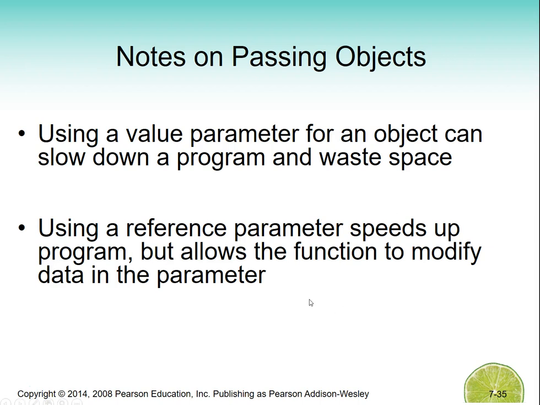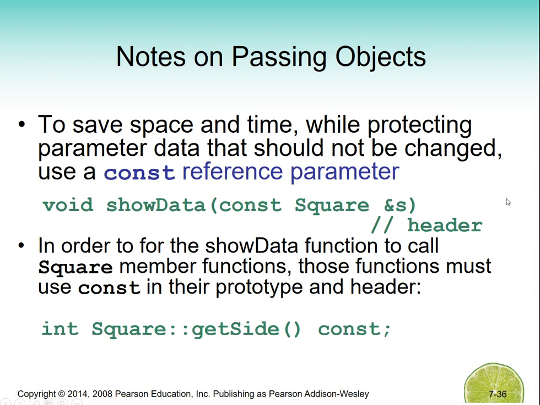Using a reference parameter may speed up the program, but it also allows the function to modify the data, and you might not want that. Meaning you want the efficiency of passing by reference, but you don't want to change your original data. So there's a way to work around that. In order to save space and time while protecting parameter data that should not be changed, we use what's called a constant reference parameter.